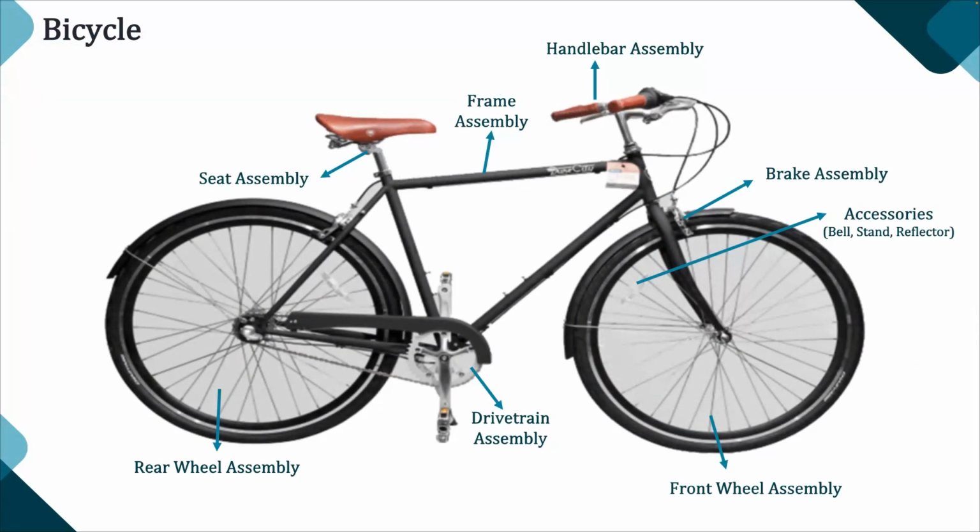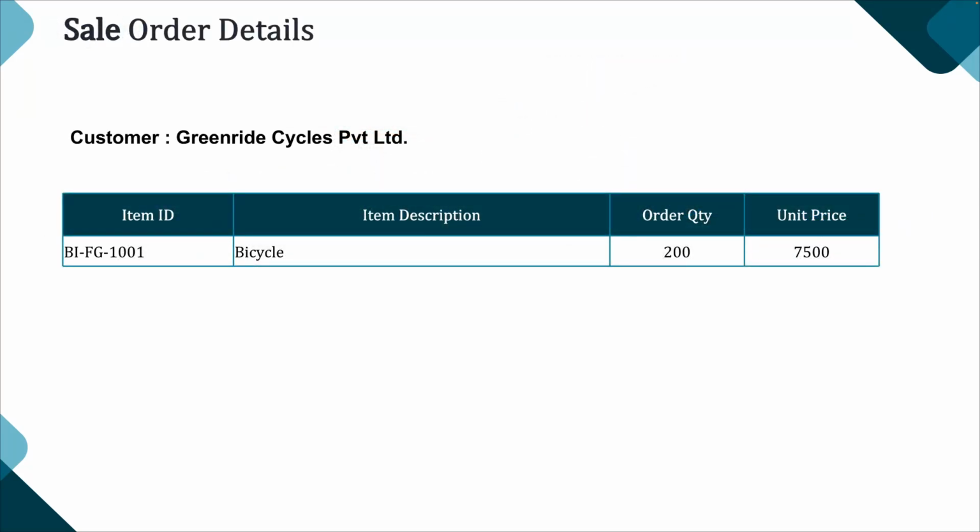So this slide consists of the bicycle for which you are going to raise a sale order from your approved quotation. So for this particular item, we are going to raise a sale order. And this is a detail which consists of your item descriptions and the ordered quantity, and the unit price for the cycle. Those are the items which consist of the entries that we are going to give.